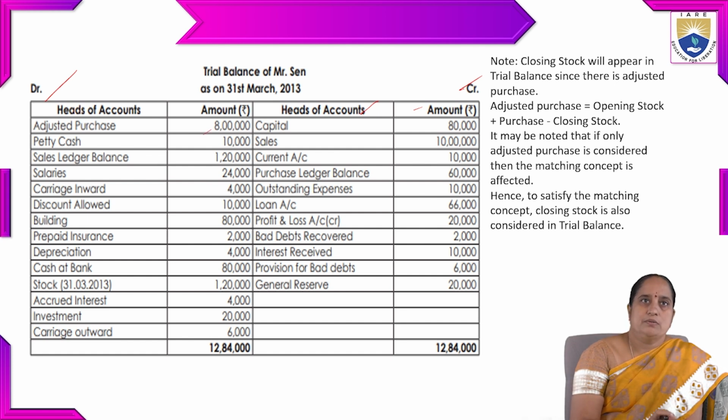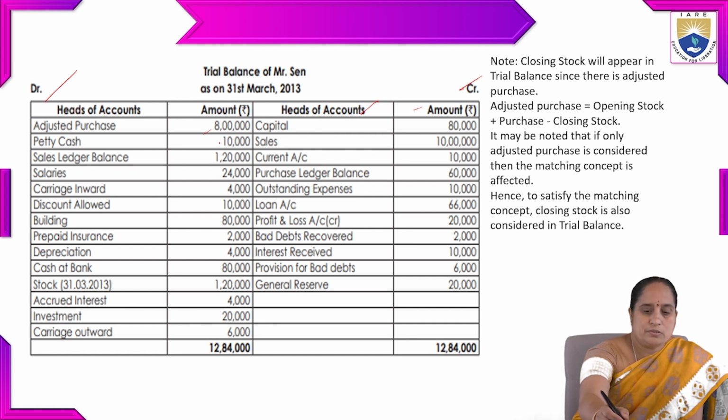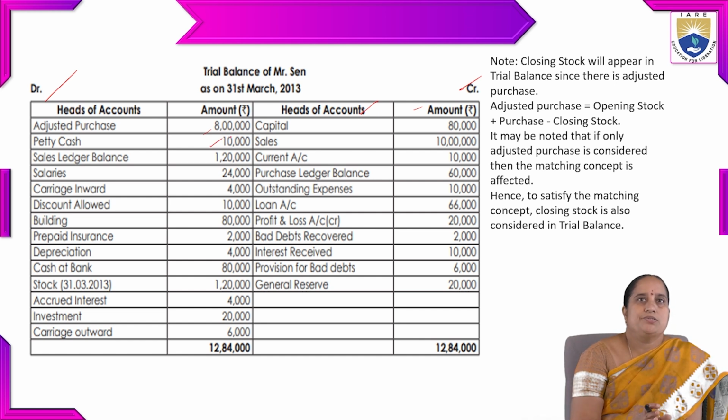Petty cash. So a small amount of cash lies with the person. So that should be mentioned on the debit side. Again, it is an increase in revenue. So that should be mentioned on debit side. Sales ledger balance. That is also debit side. Salaries, expense, debit. Carriage inward, expense, 4,000 debit side. Discount allowed. So that is also an expense. Debit side. Building. This is asset.